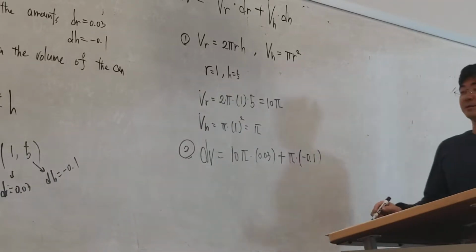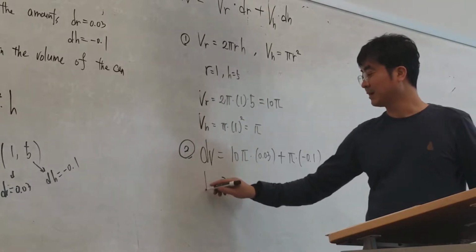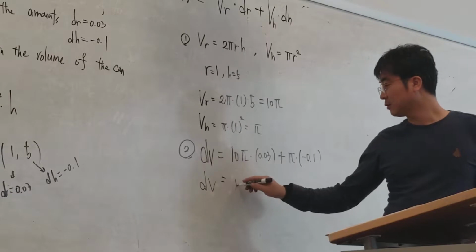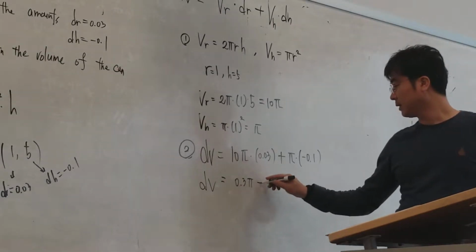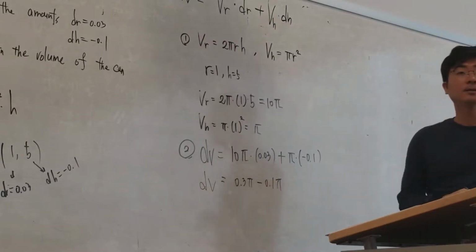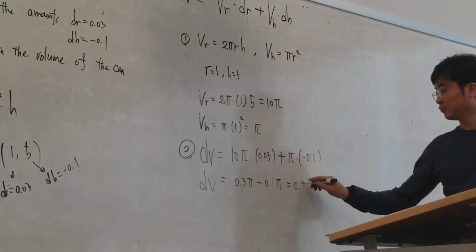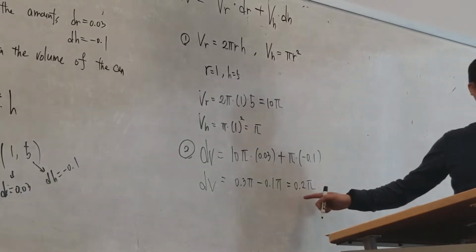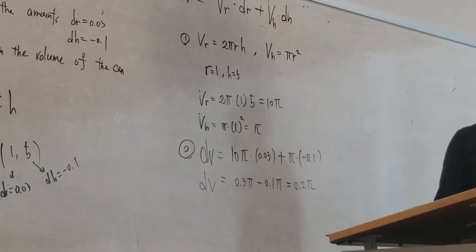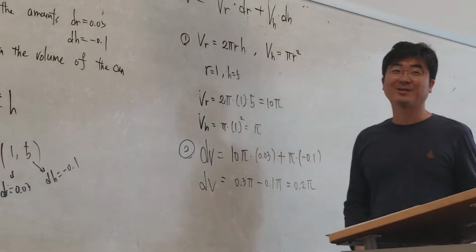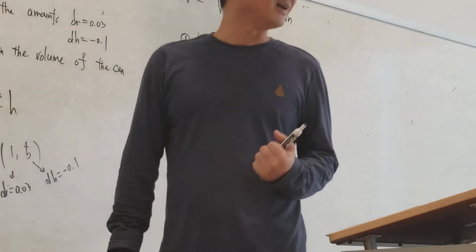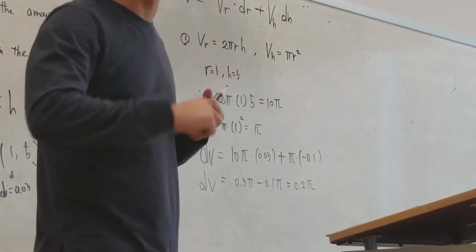Good. So let's calculate how the volume changes. This one will be 0.3 pi minus 0.1 pi, which is 0.2 pi. Okay, you are fired. Why? We have 0.2 pi increased volume. Does that make sense? So if I modify, okay, I suggest you should reduce the height by 0.1 and increase the radius. Then you can save money.